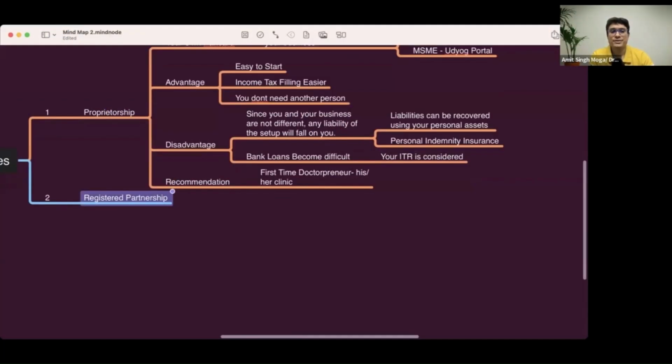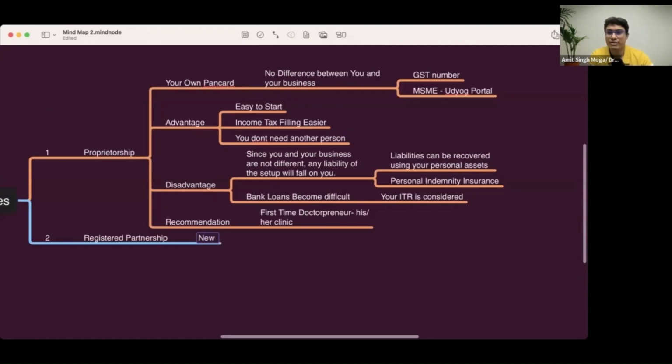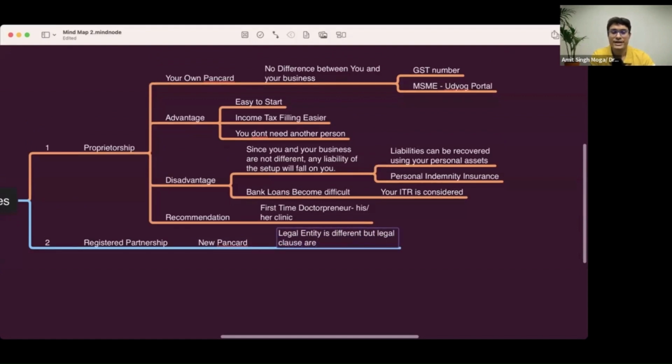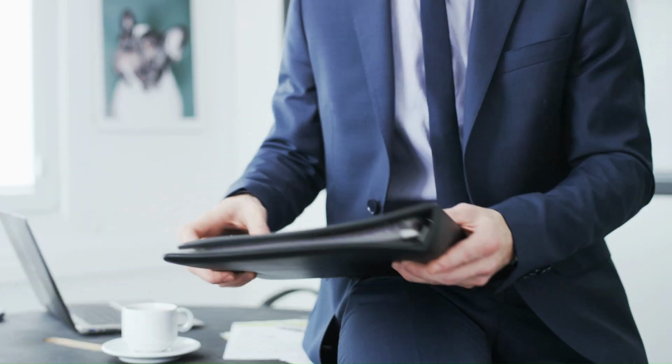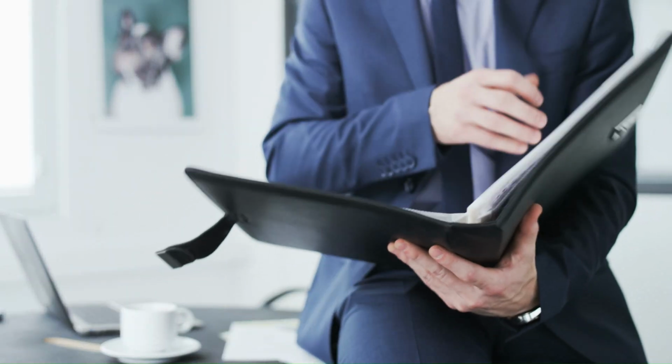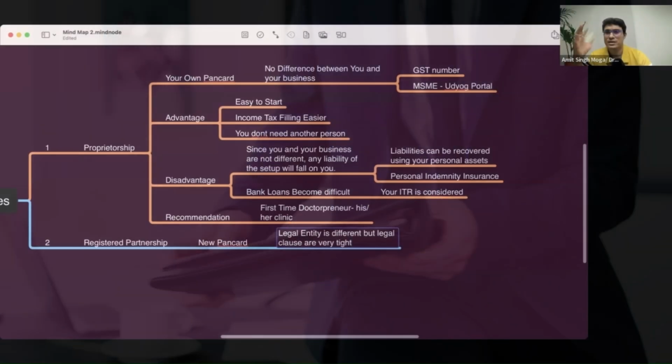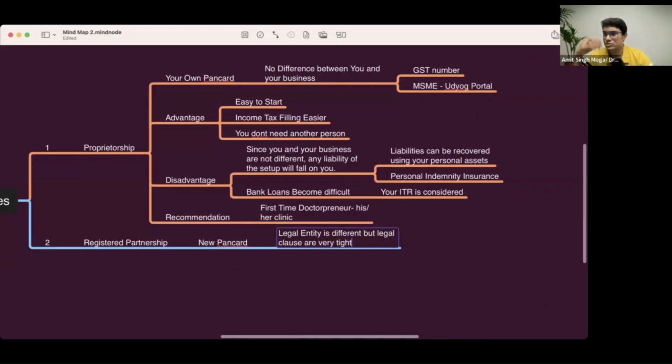Second is the registered partnership. A registered partnership is where you and some other partner come together, put clauses in your deed and get it registered. Here the legal entity is different, but the legal clauses are loose, not very tight. So the filing of ITRs and details about your company expenses can be done in a shady manner. Some people do registered partnership because they have done it in the past. After 2000, the government has not closed down registered partnership, but they do not like it.